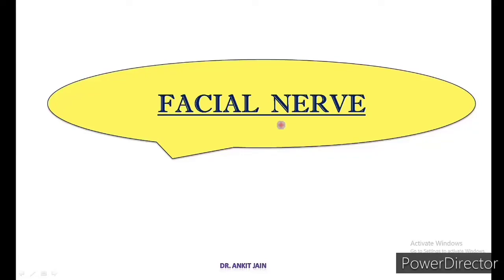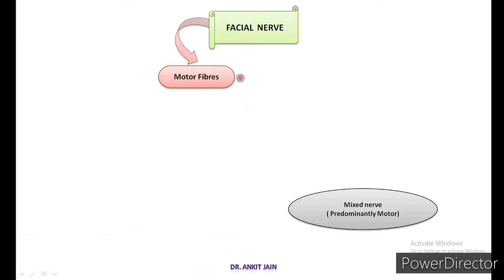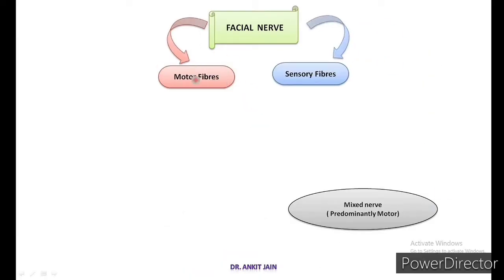In this video, I am going to discuss the facial nerve. Facial nerve is a mixed nerve. It consists of motor fibers and sensory fibers. There are two types of motor fibers.